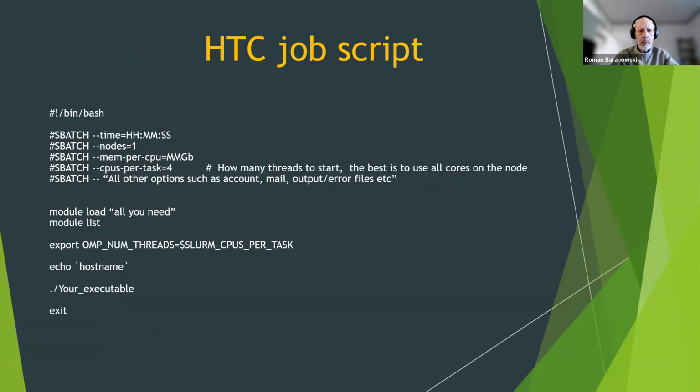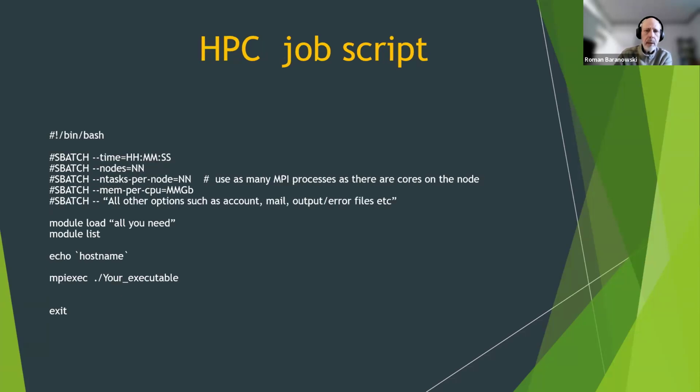Okie doke. So right now, this is the example of a typical high-throughput computational job script. Again, bin bash directives. Please take a look. I am asking for one single node, because that's typically what will happen in the HTC environment. On the other hand, in the HPC job, I am asking for multiple nodes.